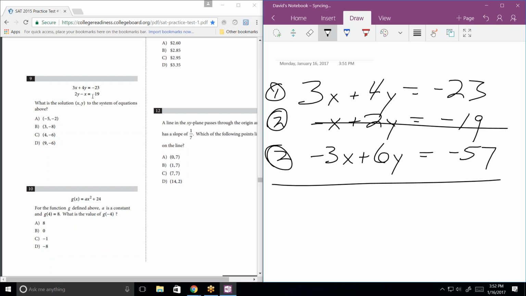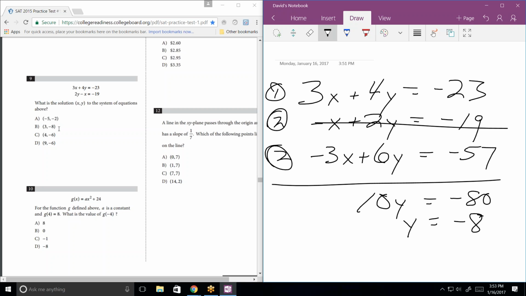So you'd get 10y equals negative 80. Divide by 10 and you have y equals negative 8. And notice that because it's multiple choice, that tells you what the answer is, and you don't actually have to solve for x. Typically, if this was a math class, you'd have to solve for x and y. But because it's multiple choice, you can speed it up by not worrying about solving for x.